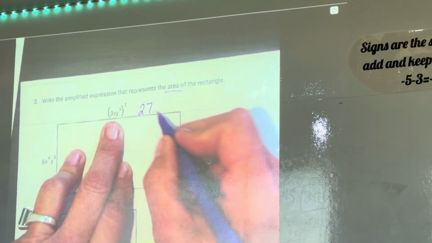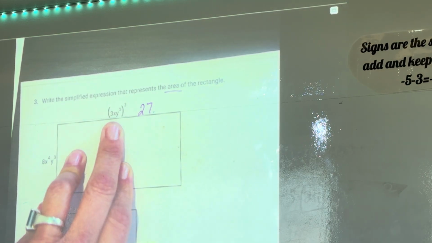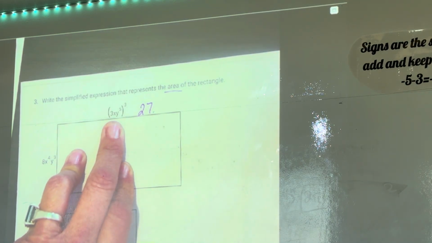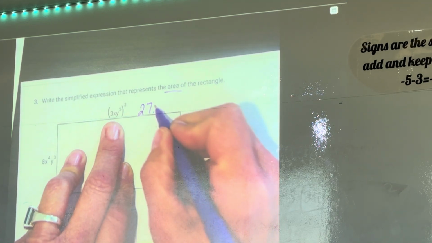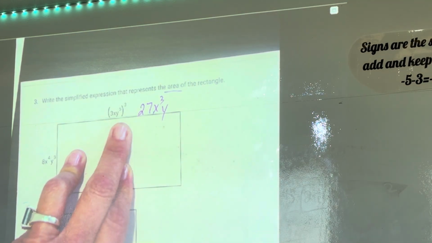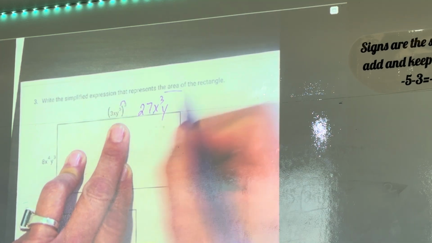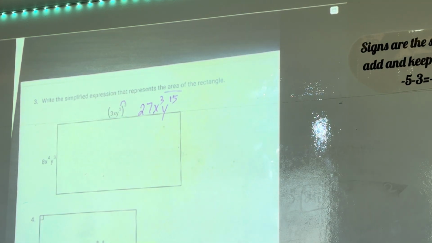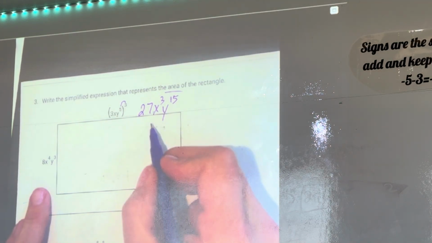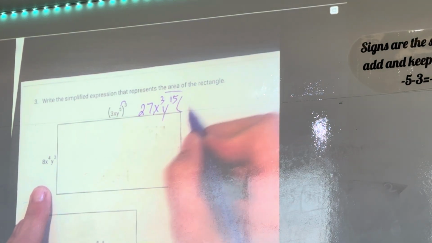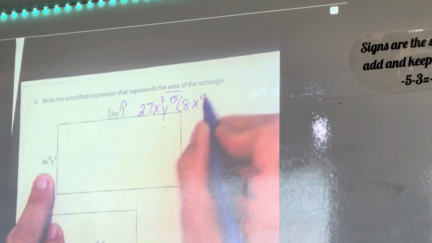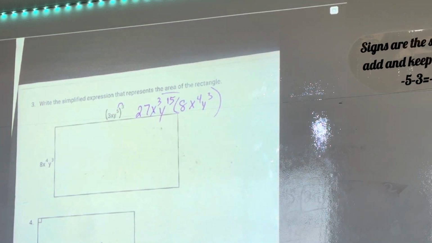And then when it's on the outside, you multiply. So what's 3 times 1? 3. So that's x to the third, and y to the 3 times 5 is 15. So when it's on the outside, if you forgot your rule, it's on the board still. The power rule says you multiply the exponents. Okay, so now we're finding the area, so now we have to multiply it to that side, which is 8x to the fourth, y to the third. So what is 27 times 8?